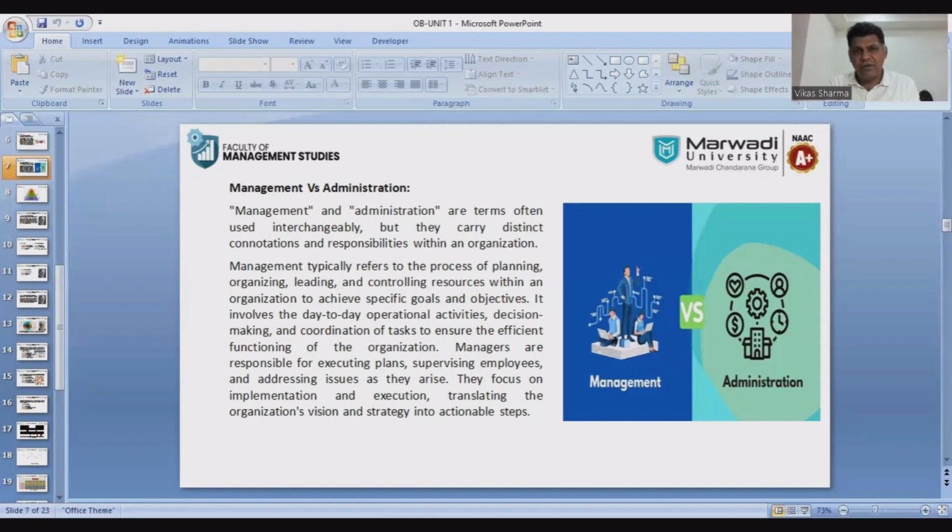Diversity and inclusion, again, one more thing which I want to talk about. Both management and administration are tasked with fostering a diverse and inclusive environment. Administrators develop policies promoting diversity and equality, while managers implement these policies, ensuring a respectful and inclusive workplace. So management and administration are distinct in their functions and focus, but their roles are intertwined and complementary.